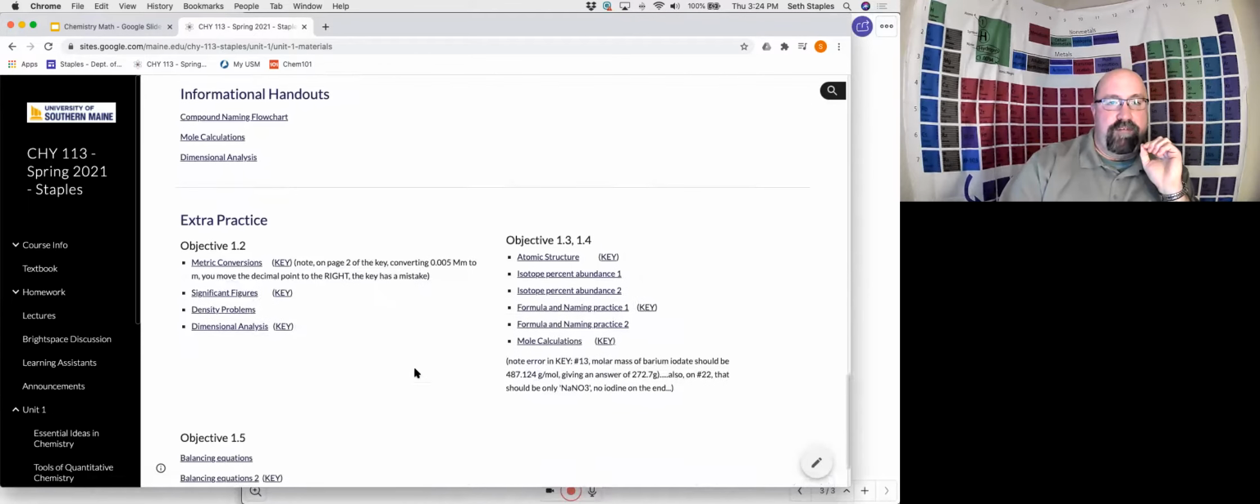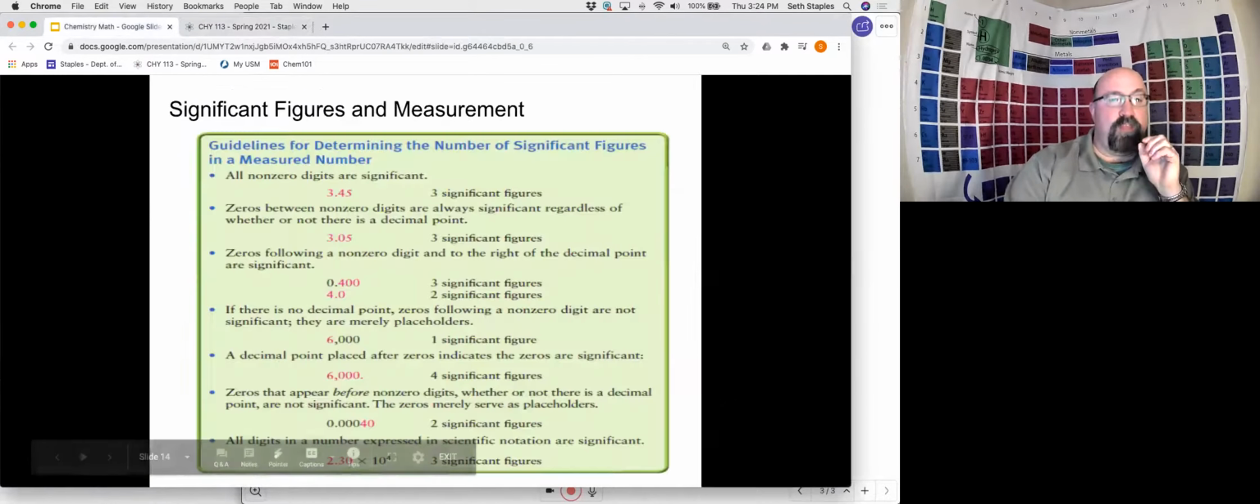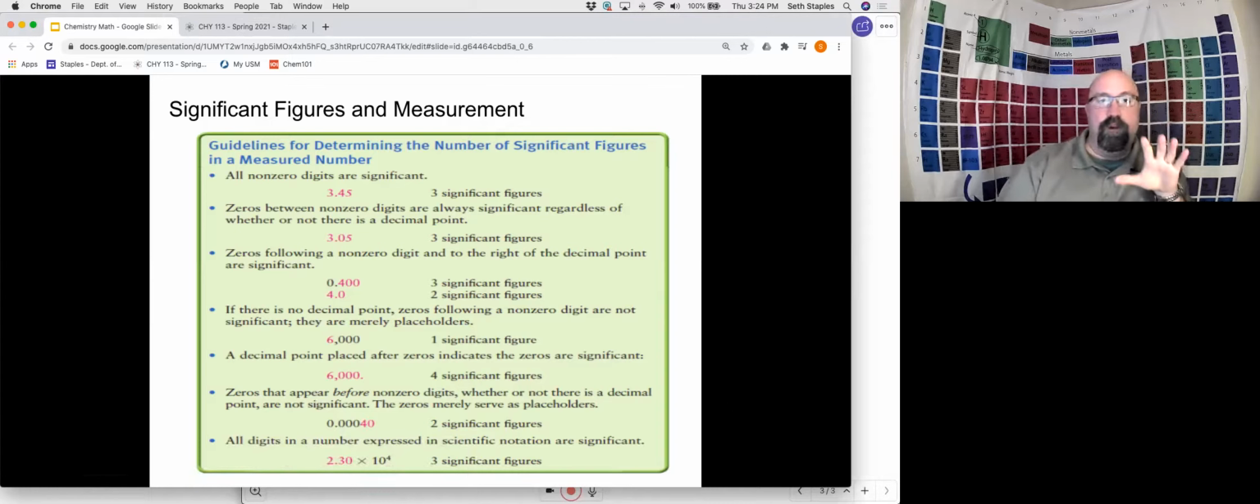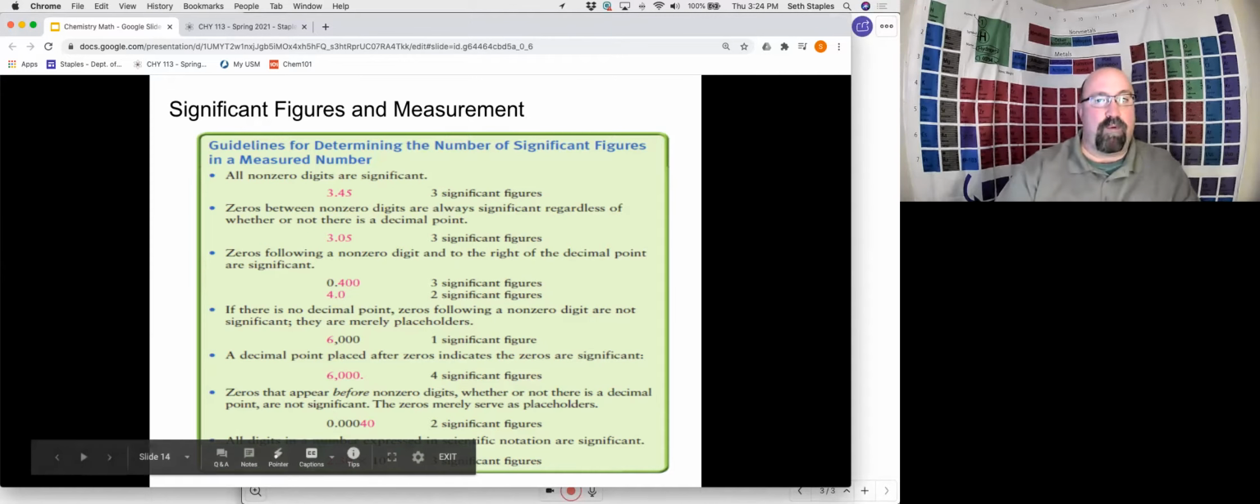I have some significant figures practice with the key right on the website. So absolutely spend some time with those. Work with it a little bit, because significant figures are not always the most intuitive concept for students to understand. And so really work with some of the materials on that to see if that helps you out.